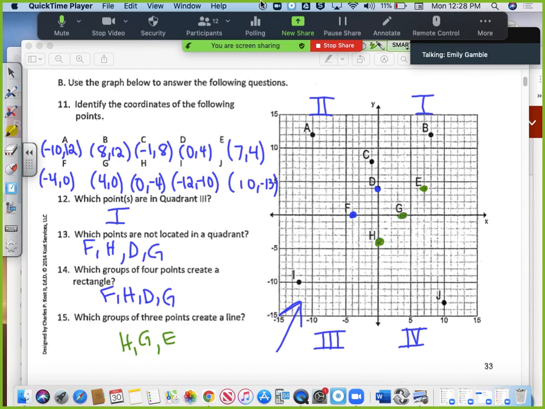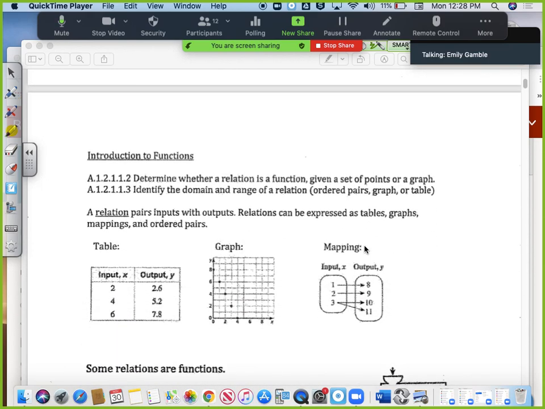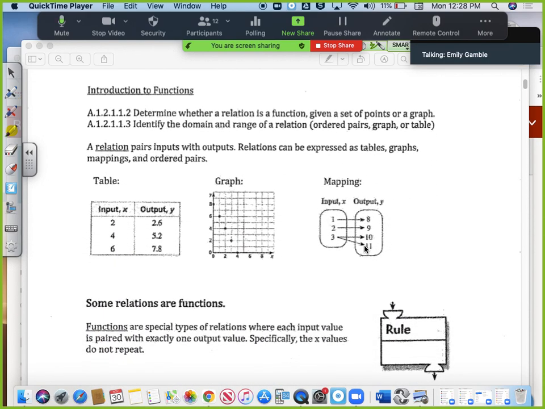All right, so moving on to some material that we have not seen yet this year, an introduction to functions. This might be brand new material. So we are now moving into definite 100% Algebra 1 material that you're going to have to memorize some new vocabulary words and learn some new things. So today we're going to be talking about relations and functions.